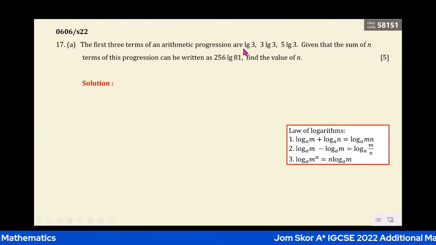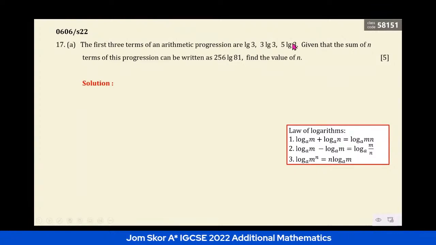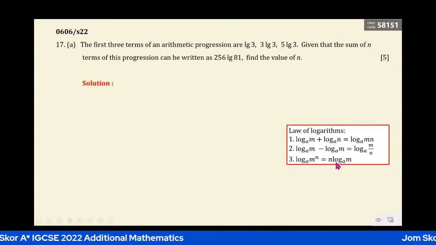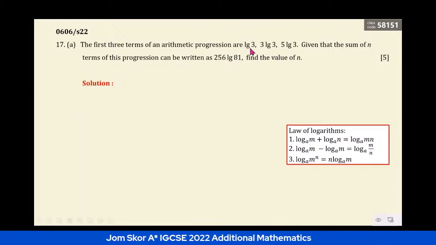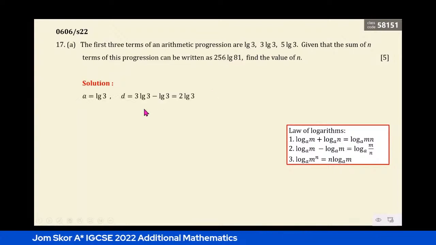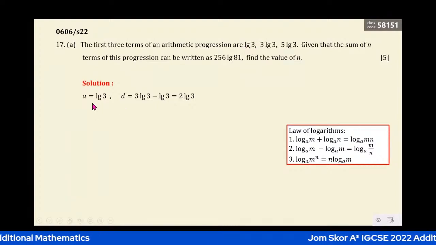Okay. Sekarang ni in terms of log. So, bila in terms of log, maybe kita nak kena guna law of logarithms. Okay, so teacher letak kat sini lah law of logarithms. You may need this law of logarithms to solve the question. Okay. Right. Because of log kat sini. Okay, so now kita come out. What is A? A is the first term, log 3.